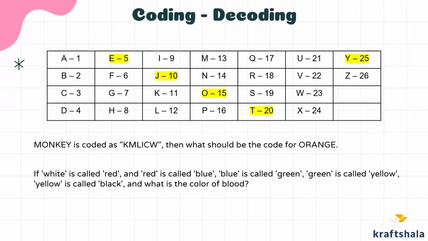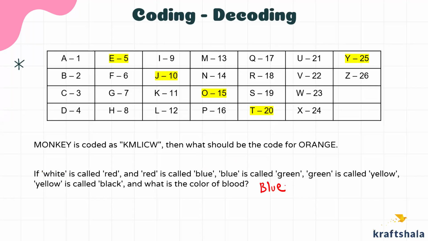What does this question means? जो actual में white है, उसको in some code language it is called as red. What is red in reality? In some code language that is called blue. What is blue in actual? That is called green, and so on. Okay. So what is the color of blood? In reality it is red, but according to a code it is known as blue. So the answer is blue.